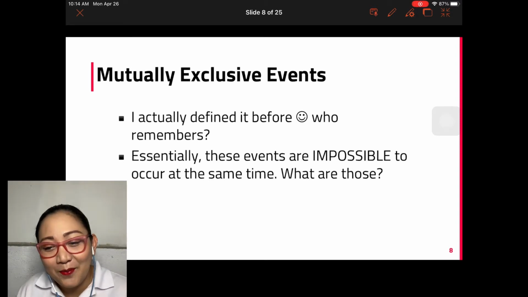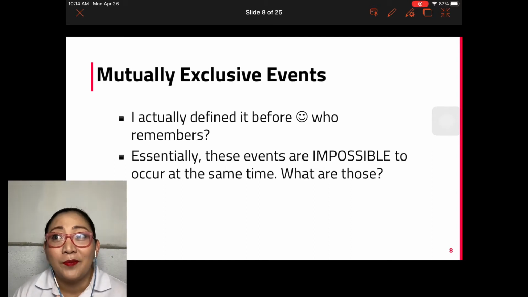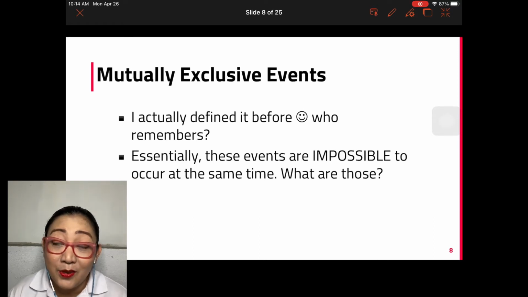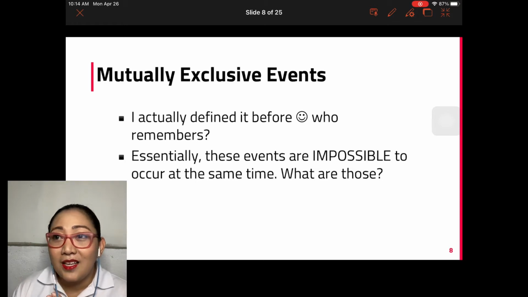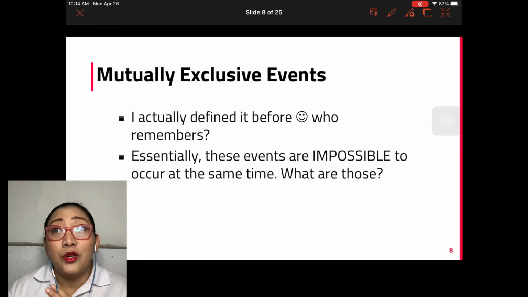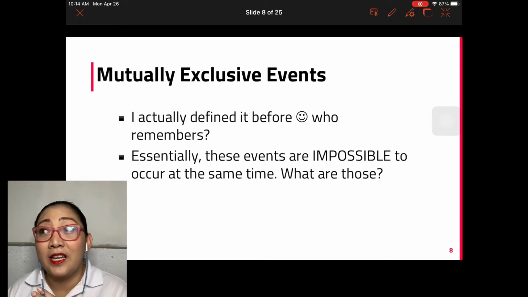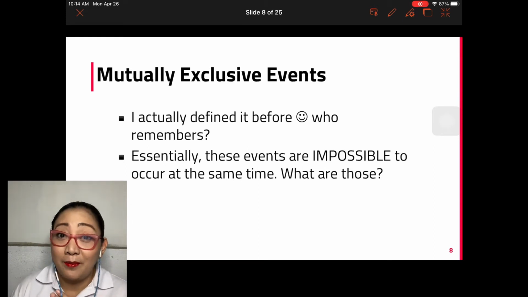Ano ang magandang example ng mutually exclusive events? Halimbawa, when I toss a coin, imposible naman na parehong lumabas ay heads at tails, di ba? So it's either a head or a tail ang lalabas sa isang toss coin. So yun po, the coin showing the heads or the coin showing the tails, that is a good example of two mutually exclusive events. One cannot exist with the other event. Ganun po siya. Kailangan imposibleng mag-occur at the same time.